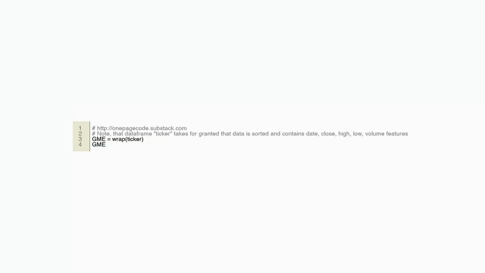The provided Python code snippet seems to be a part of a larger code intended for algorithmic trading using deep learning methods. In the context of financial markets, ticker often refers to the stock symbol that uniquely identifies a publicly traded company's stock. The word ticker here, however, is used as a variable name for a data frame object that contains historical stock market data. This data frame is assumed to be pre-sorted and includes several common financial metrics such as date, closing price, high price, low price, and trading volume. Each of these features is critical for analyzing stock performance and making trading decisions.